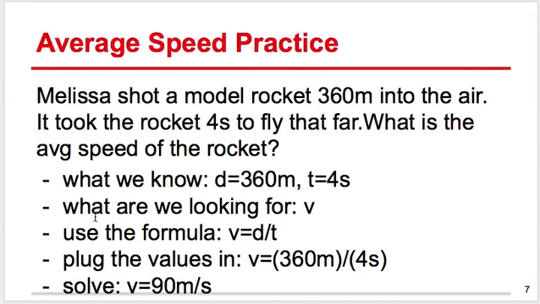Next, after we know all that, we can use our numbers and the formula we're given and plug in the values that we know. So we know that d equals 360 and t equals 4. So v is equal to 360 meters over 4 seconds. If we divide 360 by 4, our units don't cross out here, so we have meters over seconds. We're left with the velocity is 90 meters per second.